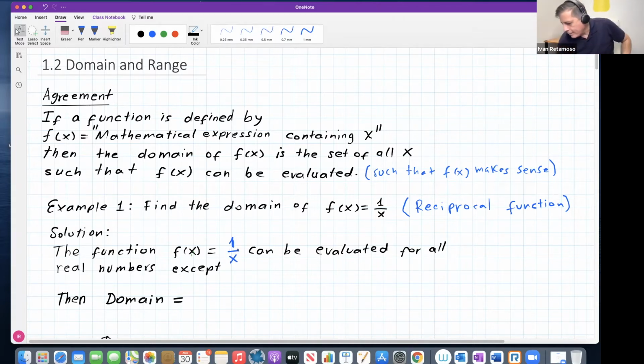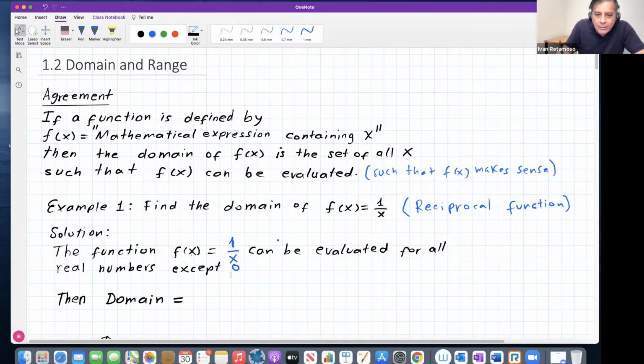I see on the chat someone is suggesting one value of x for which this wouldn't make sense. Gabriela, very good, excellent, right? This formula 1 over x makes sense for any value of x except 0, clearly, because 1 over 0 is undefined, right? If we try to evaluate this function at 0, we get in trouble, so that shouldn't be part of the domain, right? The rest of real numbers are okay for this evaluation. So then, according to this mathematical agreement, what should be the domain of this function?